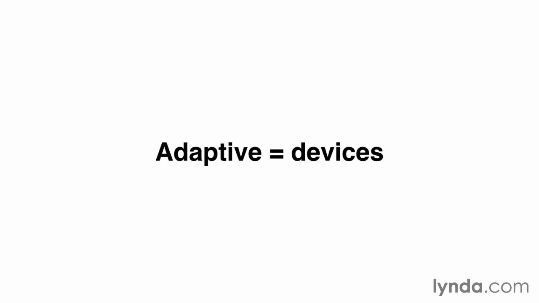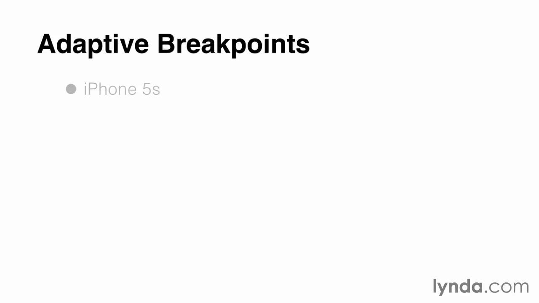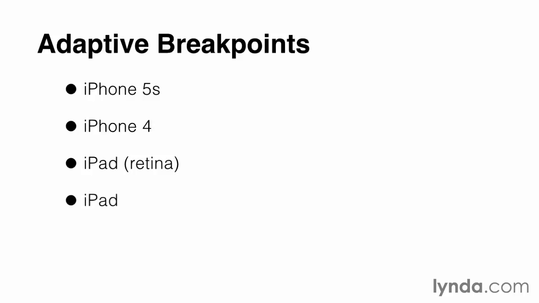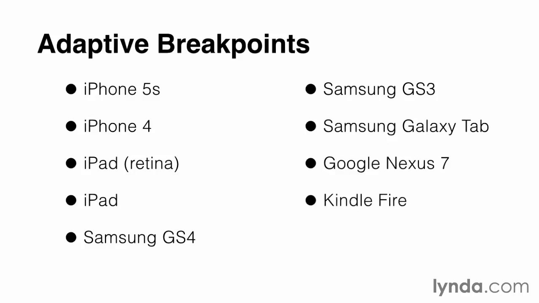While both work on a basis of screen size, they differ greatly in how they come to those sizes. Adaptive, for instance, targets specific devices, whereas responsive simply targets different dimensions that are device agnostic. Some common adaptive breakpoints would correspond to devices like iPhone 5S, iPhone 4, iPad with Retina, regular iPads, Samsung Galaxy S4, Samsung GS3, Samsung Galaxy Tabs for tablets, Google Nexus 7 tablets, Kindle Fires, and Kindle Fire HDs.